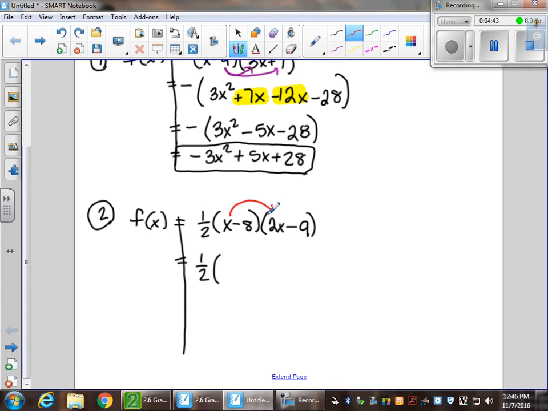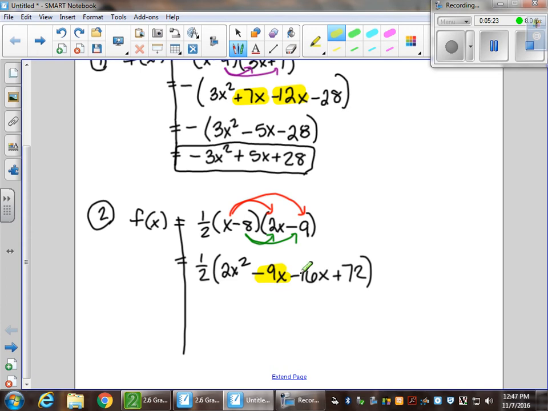When I multiply, it'll be x times 2x is 2x squared. X times negative 9 is a minus 9x. Now we'll send in our second piece here, negative 8, our second term inside. So negative 8 times 2x is minus 16x. Negative 8 times a negative 9, positive 72. I need to check on the inside, is there something I can do first? Yes, we can combine like terms.